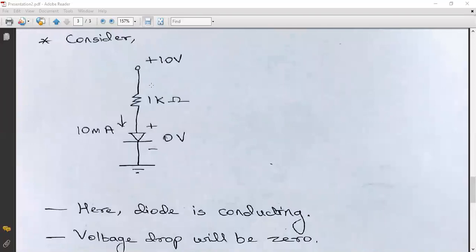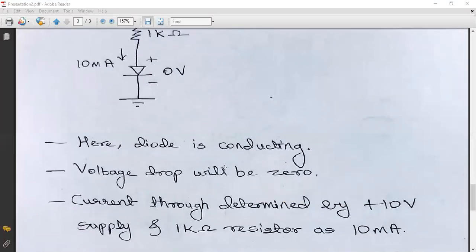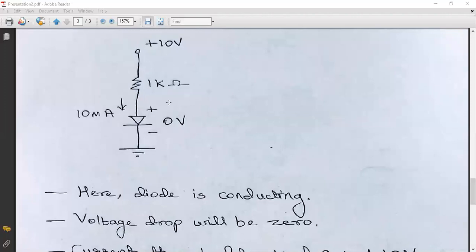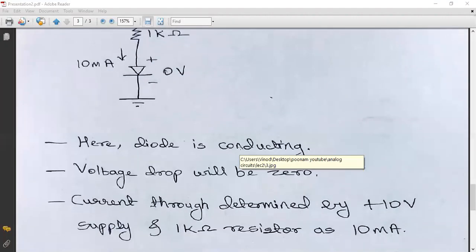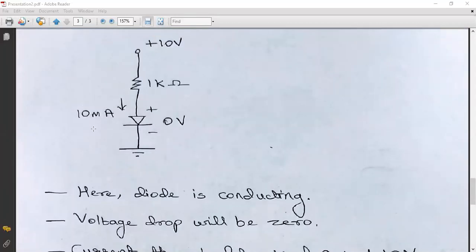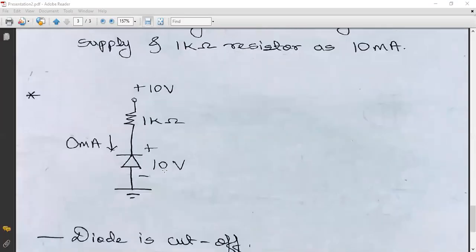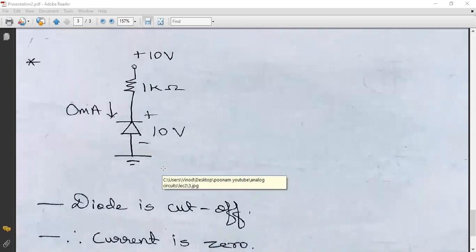We have the voltage value and the resistor value, so we can easily find the current, because we know the relationship between voltage, current and resistance, that is I equals V upon R. V is 10 volt and R is 1 kilo ohm. So the current will be 10 milliampere. Fine. Now let us understand another example.